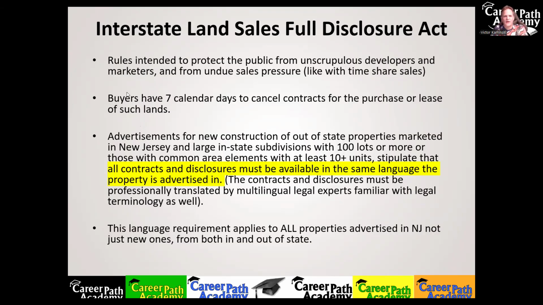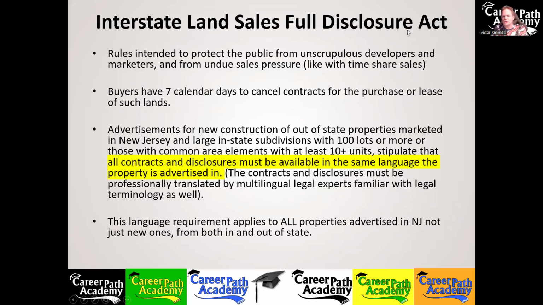So, speaking of rules to follow, the Interstate Land Sales Full Disclosure Act. These rules are intended to protect the public from unscrupulous developers and marketers from undue sales pressure, like with timeshare sales. Buyers have 7 calendar days to cancel the contract for the purchase or lease of such lands. We know that already. We learned about that. Advertisements for new construction of out-of-state properties that are marketed in New Jersey, and large in-state subdivisions with 100 lots or more, or those with common area elements with at least 10 units, stipulate that all contracts and disclosures must be available in the same language that the property is advertised in.